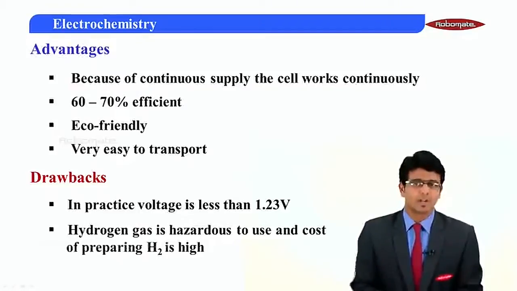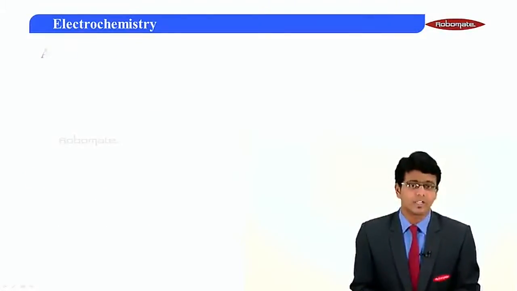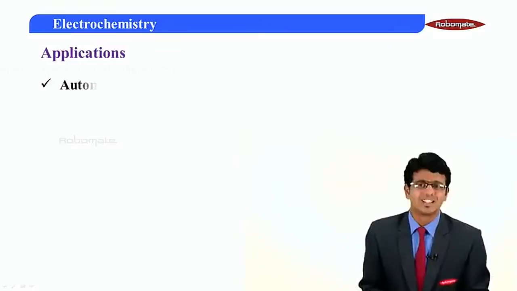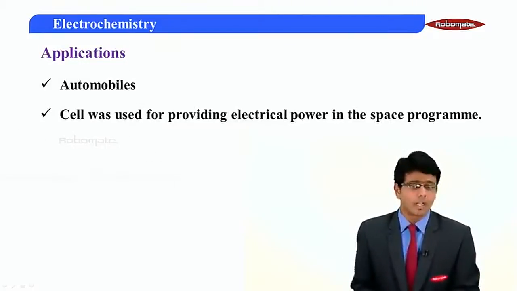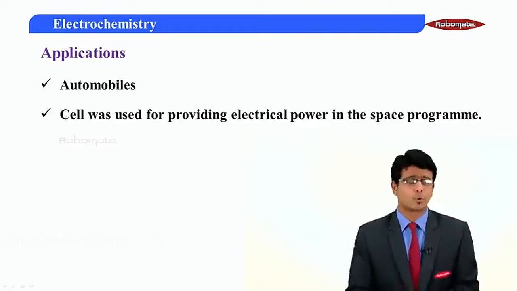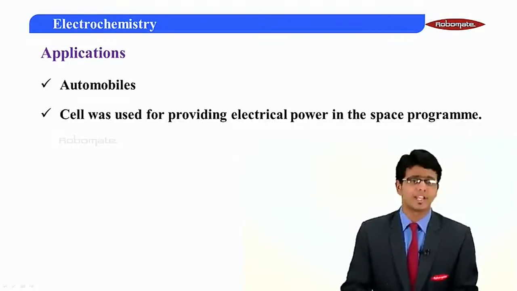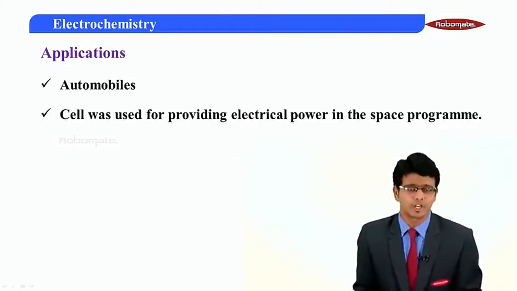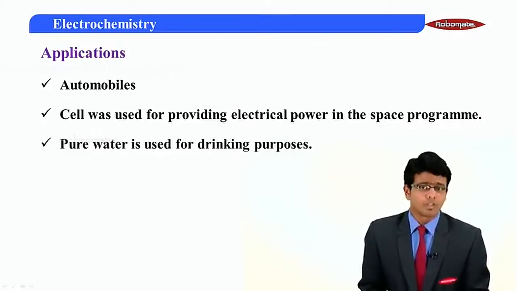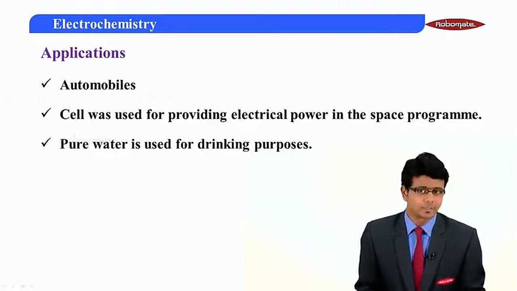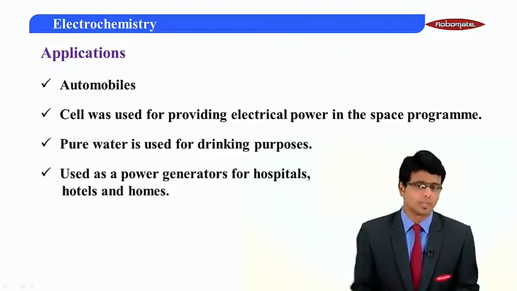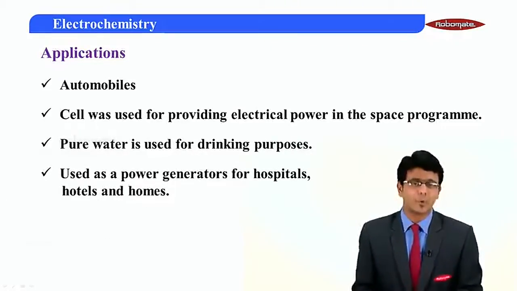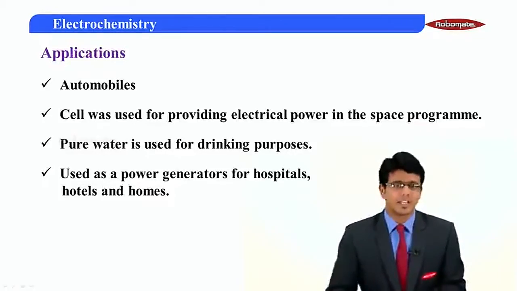So these were advantages and drawbacks, and finally the applications. It could be used in automobiles. Also, it is used for providing electrical power in the space program. It was very first used by American scientists in Apollo space shuttle. It also gives pure water, which is used for drinking purpose. And finally it is used as power generators for hospitals, hotels and homes. So these are certain applications of fuel cell.